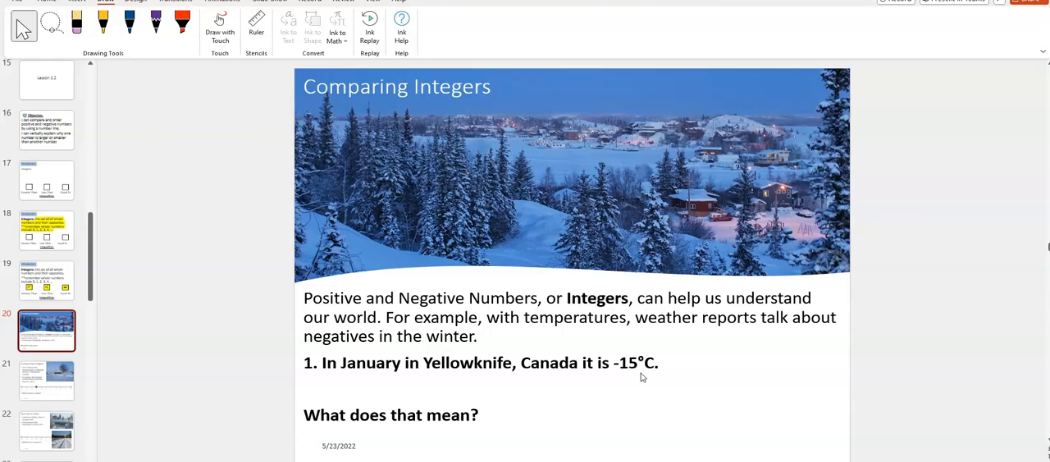Well, hopefully you're telling yourself that that means that it is freezing. It is below 0. In Celsius, water freezes at 0 degrees. 0 degrees Celsius is when water freezes. Sorry, 32 degrees Fahrenheit is the temperature that water freezes in Fahrenheit. So if it is -15 degrees Celsius, that means that it is 15 degrees below 0. And it's very, very cold. Okay.